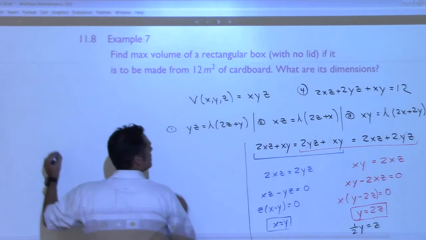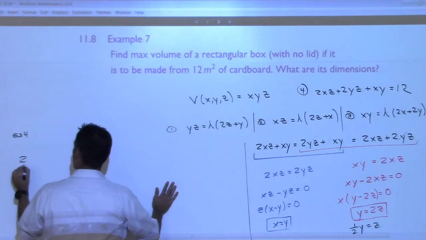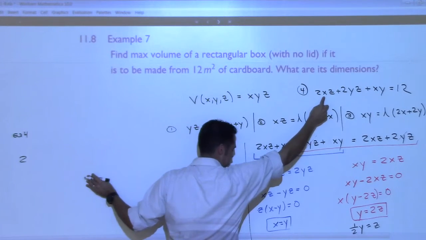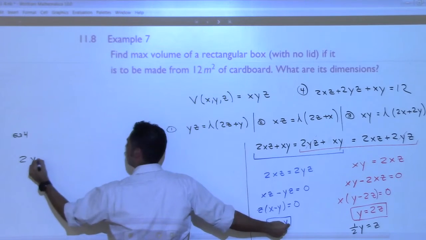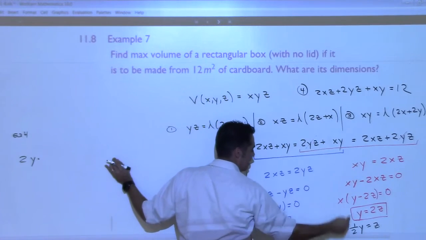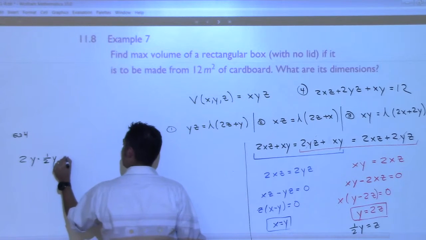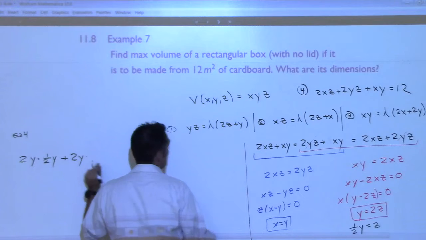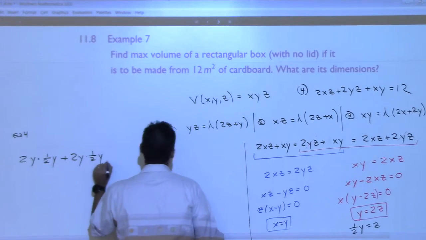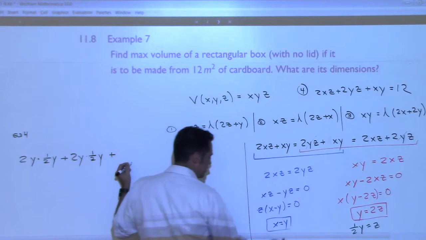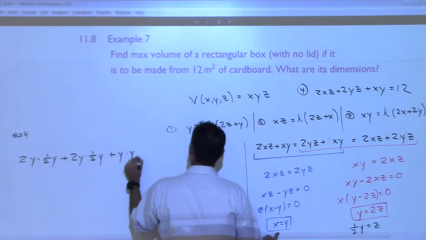Right? So equation 4 now tells us that we have 2 times x, but what's x? Y. Times z, but what's z? Half of y. And then plus 2y times z, but z is half of y. Plus x, but x is y, times y must equal 12.